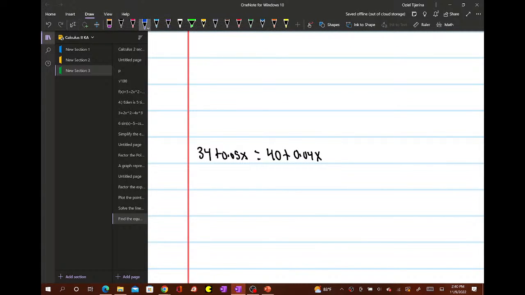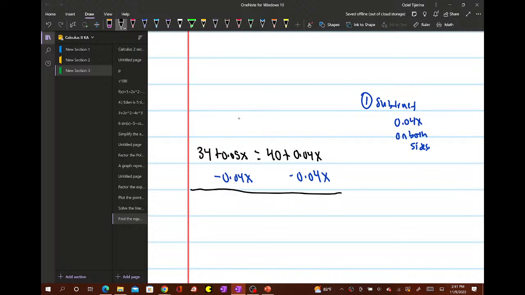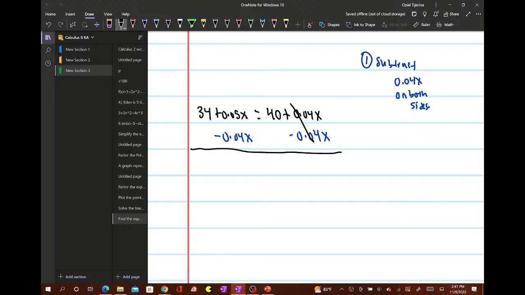So to solve for x, we're going to go ahead and subtract 0.04x on both sides, right? That's number one. And then this cancels out, right? So this would be 34 plus 0.01x equals 40.